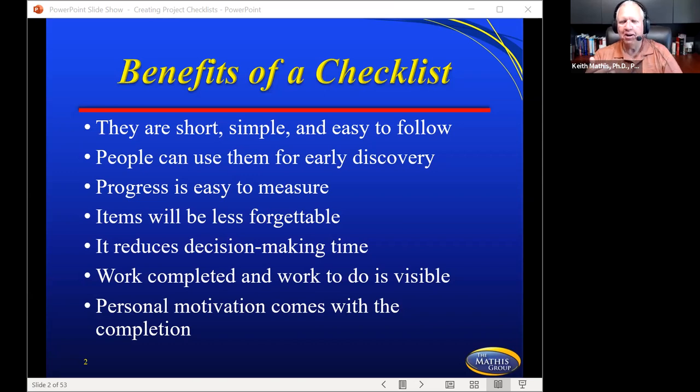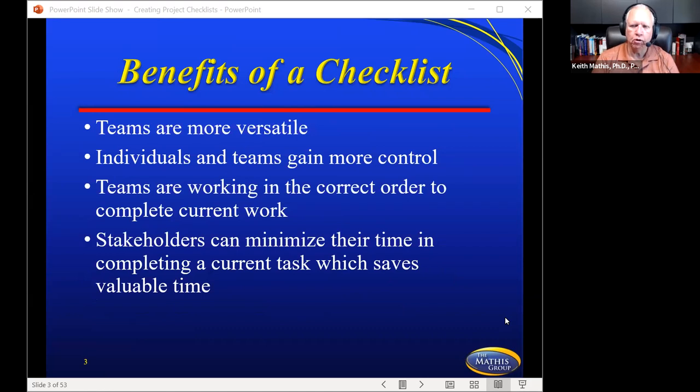I don't know how you are, but I actually like checklists and lists because it allows me to feel like I'm making progress as I've marked off the first 5 or 6 items associated with that checklist. And so that really causes me to then look and see what else I have to do, and it allows me to feel some sense of accomplishment. Teams are more versatile by using checklists. Individuals and teams can gain more control because if I'm convinced my team members are going to use the checklist, then I can lean back and realize that as long as they don't deviate from that checklist, they're going to get that desired outcome.